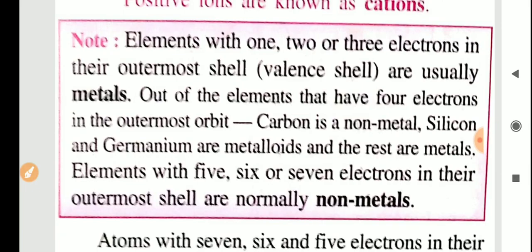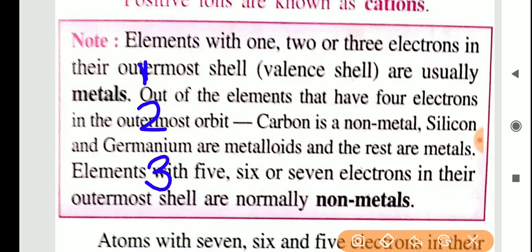Then elements, this note I am just reading now. In our chapter 5 we will study it in detail. Elements with 1, 2 or 3 electrons in their outermost shell. If only one electron is present like sodium, what will it do? It will always lose the electron. It is difficult to gain 7 electrons. If only 2 electrons are present like magnesium, it is difficult to gain 6 electrons, but it is easy to lose 2 electrons. Another example, 3 for aluminum. Aluminum has 3 electrons in the outermost shell, so it is easy to lose 3 electrons, but it is difficult to gain 5 electrons.